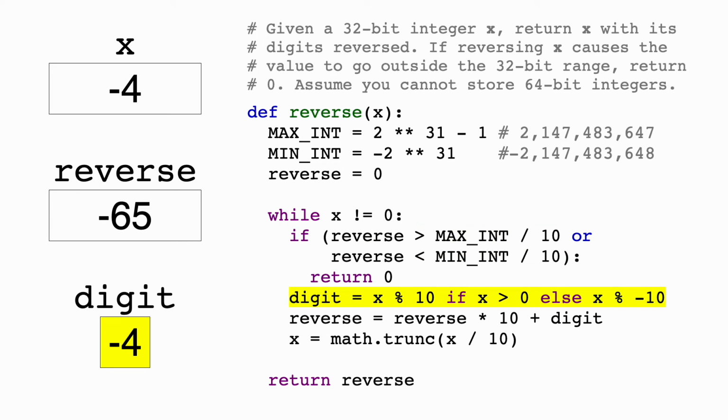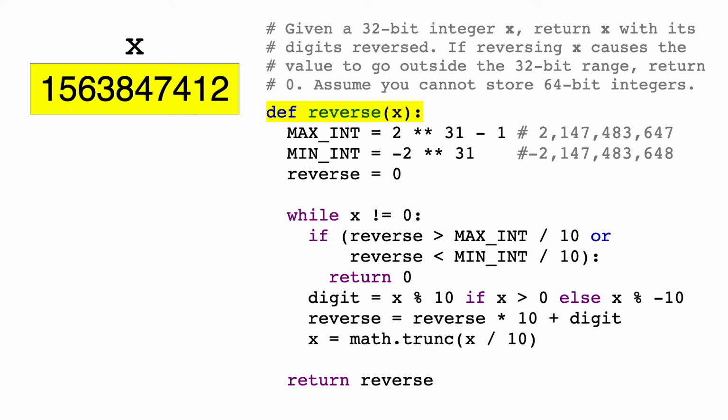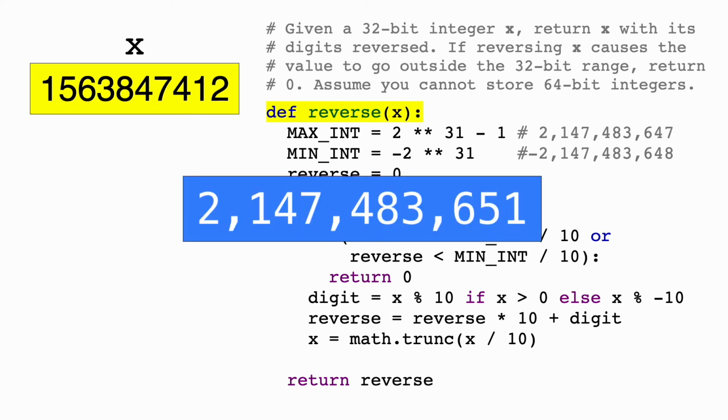The digit is negative 4, reverse becomes negative 654, and x becomes 0. Then we're done, and we return negative 654. Now for the last example, I wanted to do one where reversing the integer results in overflow. Let's use this really long integer here, which when reversed turns out to be 2,147,483,651. So it's just above the maximum integer.